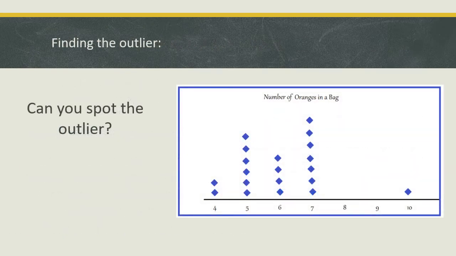So let's practice finding the outlier. Here we have a line plot showing the number of oranges in a bag. Can you spot the outlier? If you said 10, you are correct. 10 is the outlier. It lies away from the group of other values.